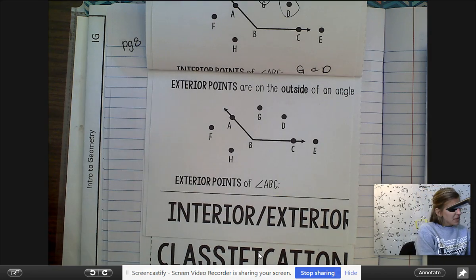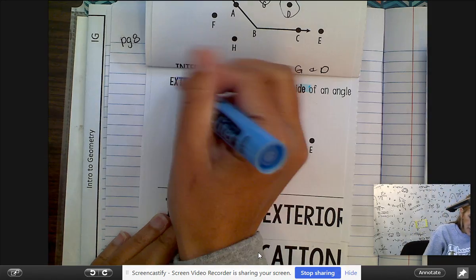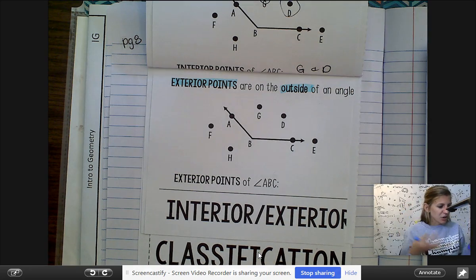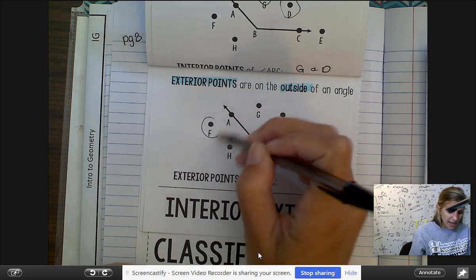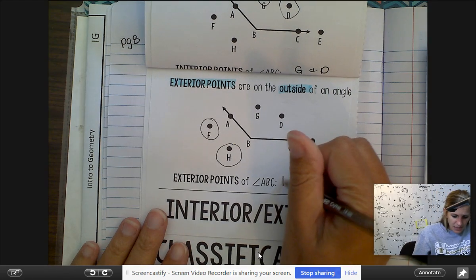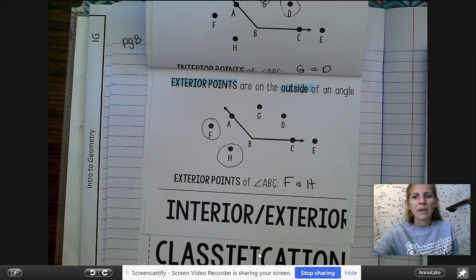If we're talking about being outside of the angle, then we're talking about being an exterior point. And that means not within the vertex space. And so the ones that follow those rules are F and H. Again, it looks like E is on the line to me. So F and H are the ones that we want.